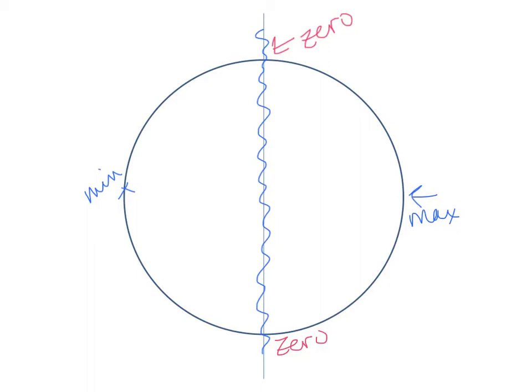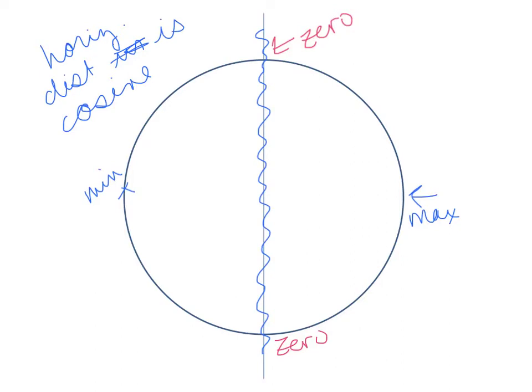This horizontal distance is the cosine function. Let's write that as cosine.